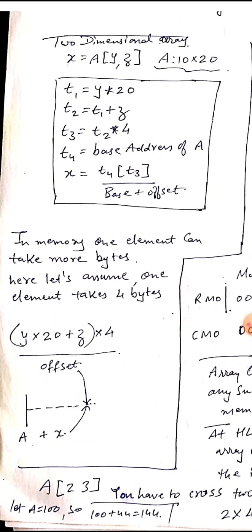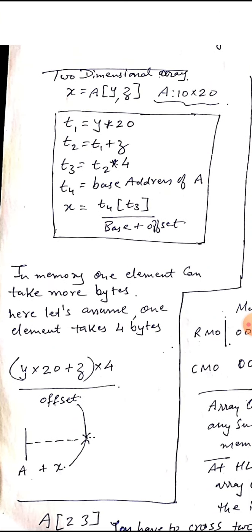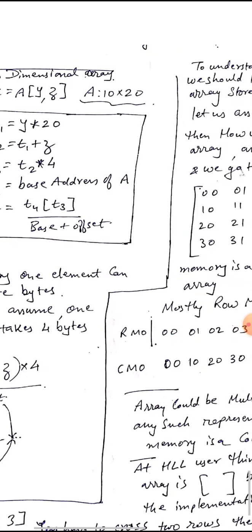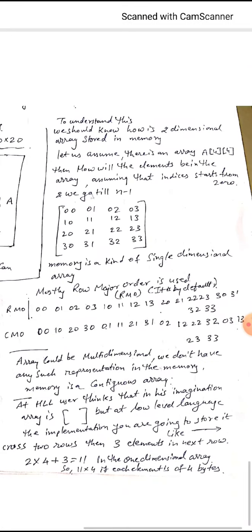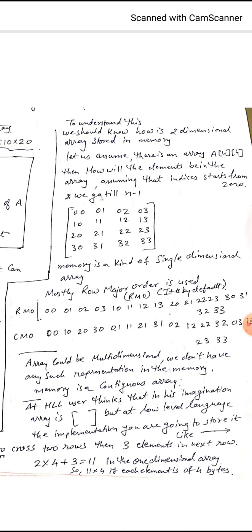So in order to understand this, we should know how a two-dimensional array is stored in memory, right? Without understanding this, it is a bit difficult here. So let me take you through this. In order to understand this, we need to look into this part. Let us assume that there is an array A, 4 cross 4.